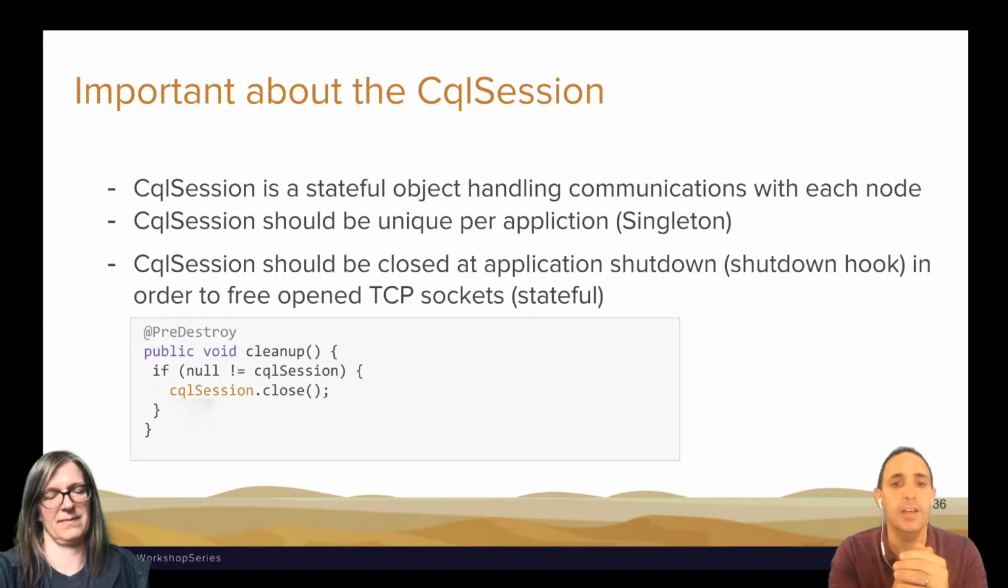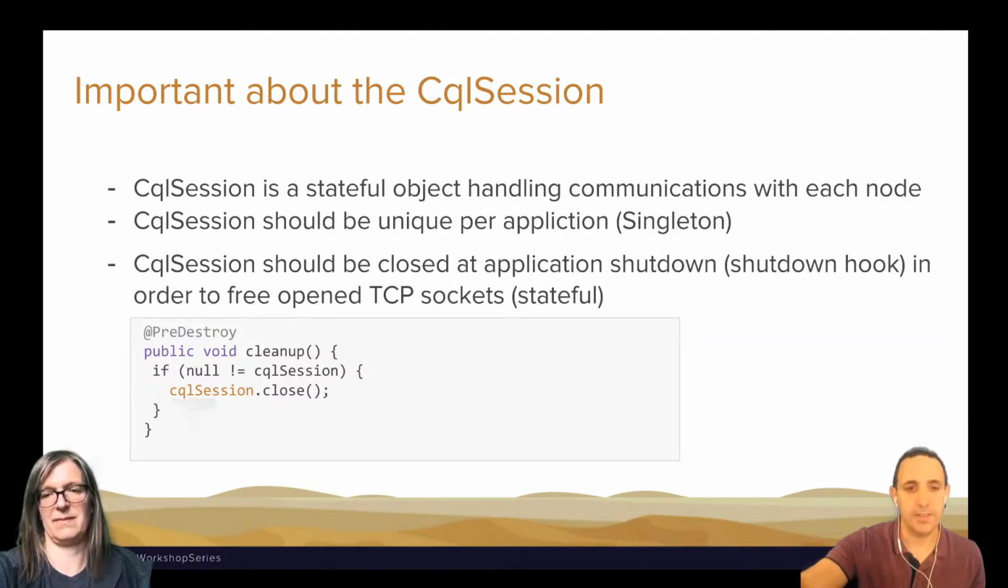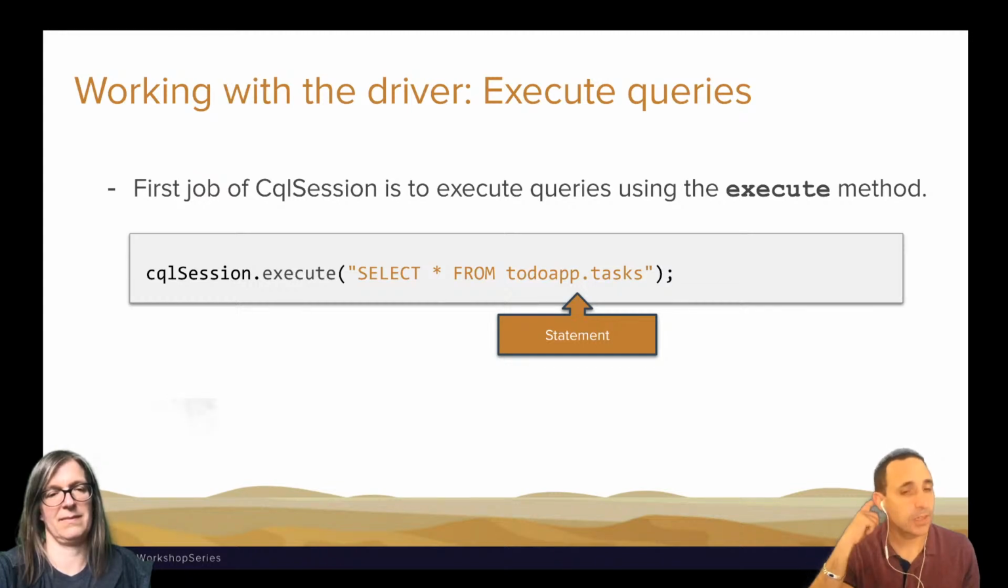So you can create what we call a shutdown hook using a Spring annotation, @PreDestroy, when you define an object. This method is called when the application is shutting down. And what we do is, if the session is not null, please close it. It will properly close all TCP connections. So please, one instance of the CQL session per application.